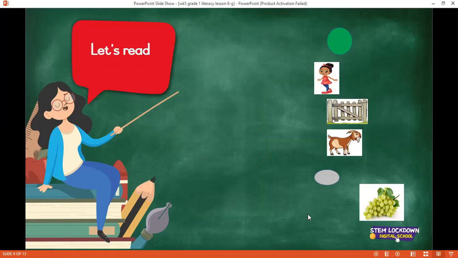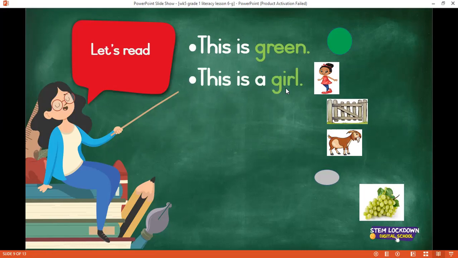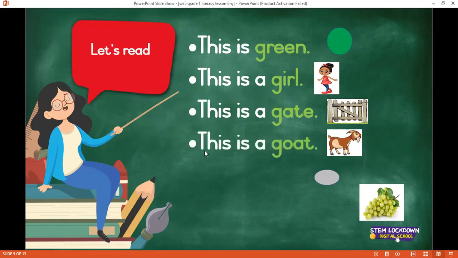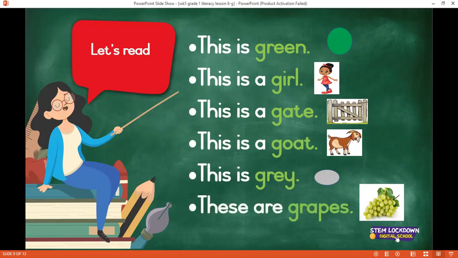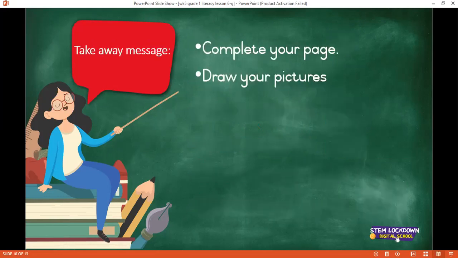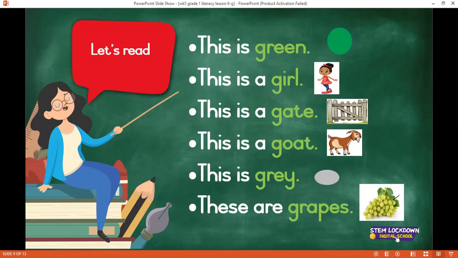Let's read the sentences. This is green. This is a girl. This is a gate. This is a goat. This is gray. These are grapes. So you can choose any of these sentences that you maybe want to write again on your page. And make sure that you write the G in color.